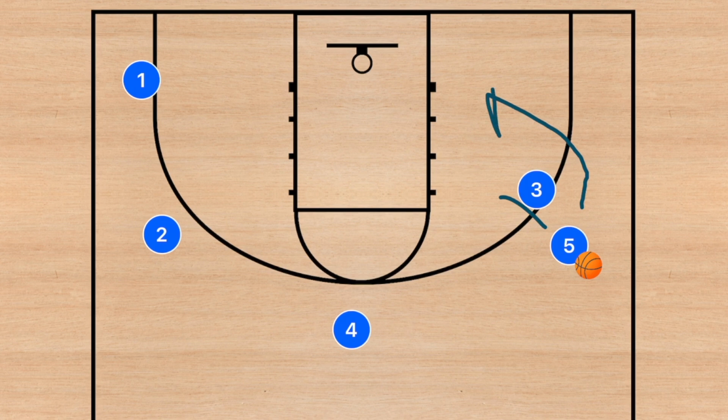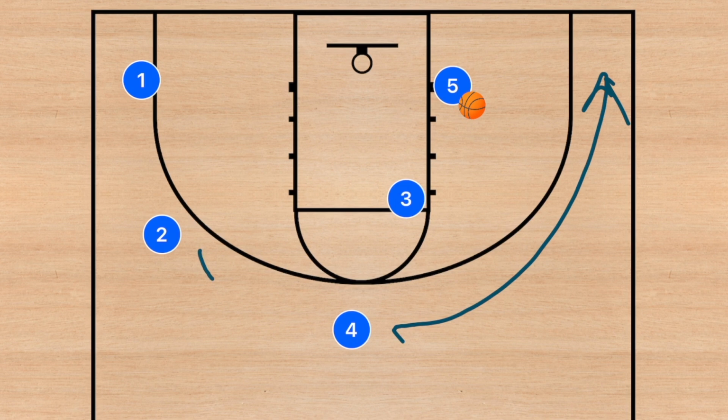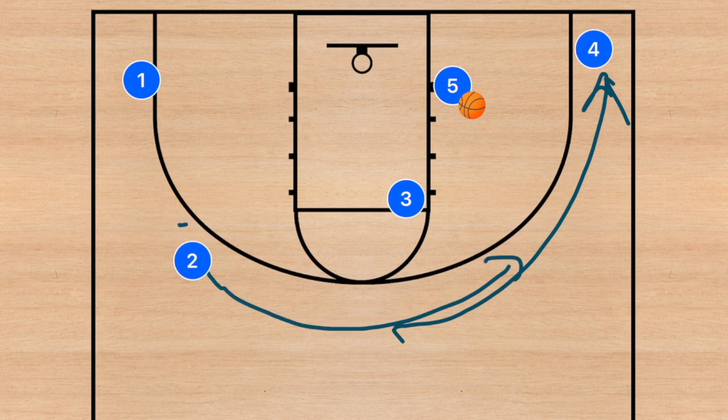So if player 5 attacks the paint, player 3 does a short roll to the elbow. Player 4 should, in my opinion, sprint to this corner, because now player 2 is going to want to sprint to this wing, because now we can give player 5 the option to kick the ball way out to player 1, and this is a great option.